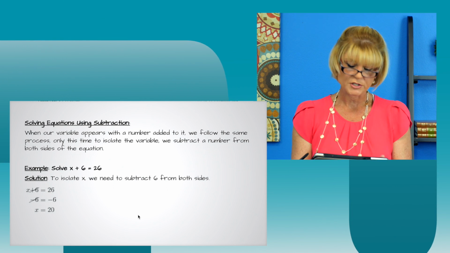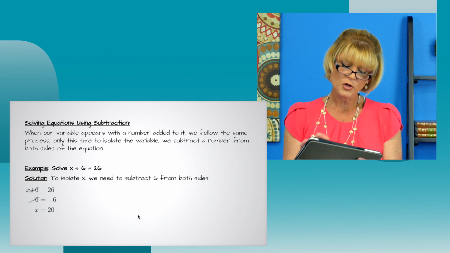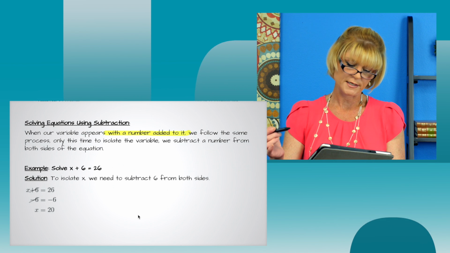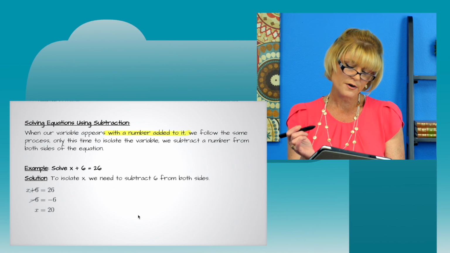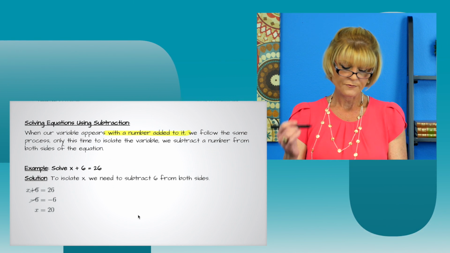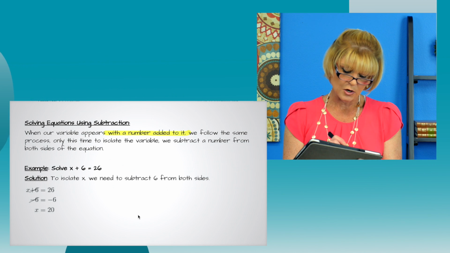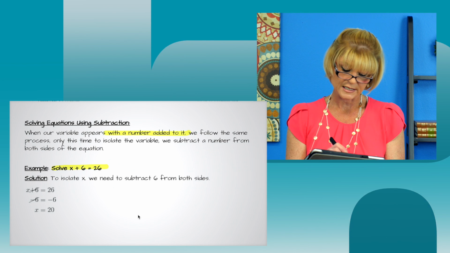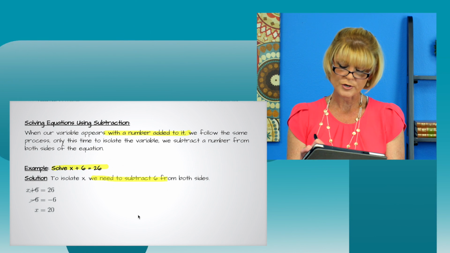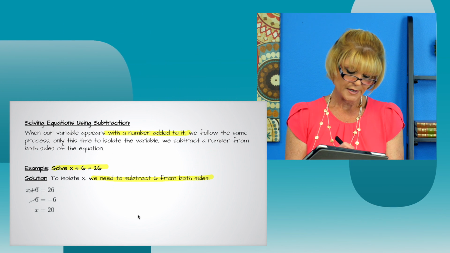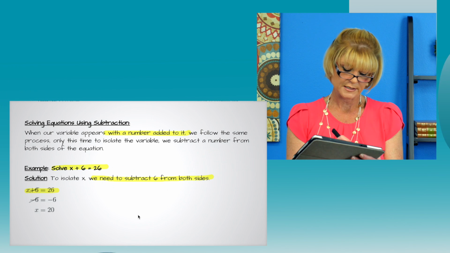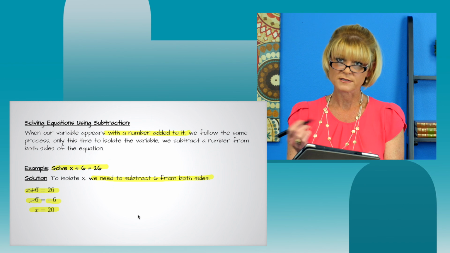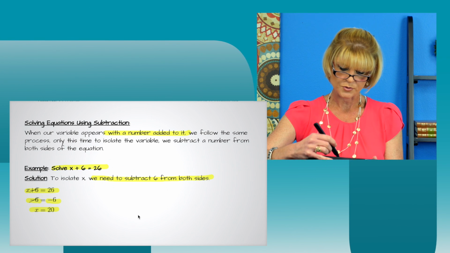Okay, solving equations using subtraction. When our variable appears with a number added to it, we follow the same process. Only this time, to isolate the variable, we subtract a number from both sides of the equation. So if we're looking to solve x plus 6 equals 26, to isolate the x, we need to subtract 6 from both sides. So x plus 6 equals 26, minus 6, we get x, because the 6's cancel out, x equals 20.